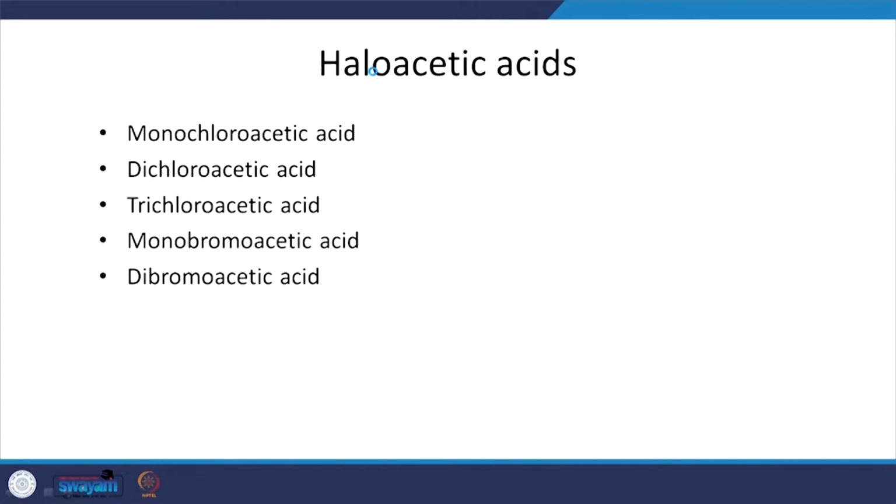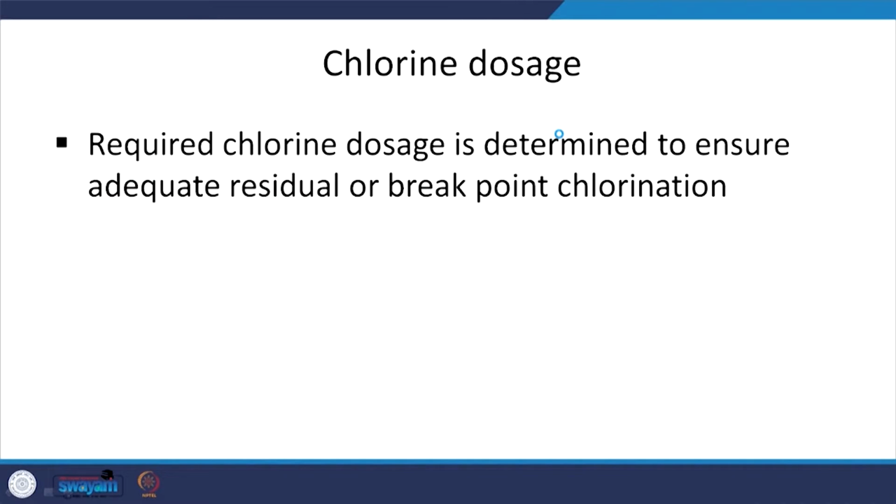So, haloacetic acid again: monochloro, with 1 chlorine or Cl, dichloro, trichloro, monobromoacetic, dibromo. So, you can substitute accordingly in CH3COOH. All these are halogenated organics, right. So, chlorine dosage: now I want to know how much chlorine to add.